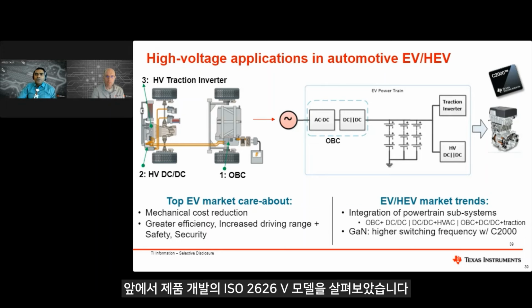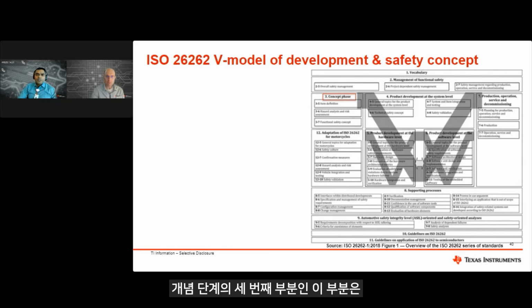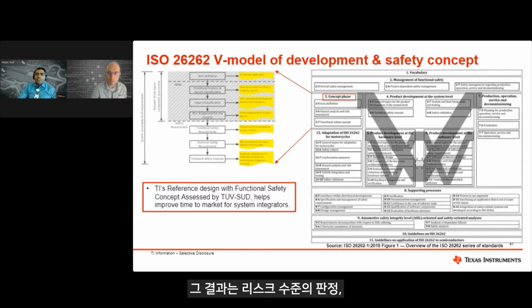We have seen the ISO 26262 V model of product development earlier. Part 3 covers the concept phase. This is the step that is expected to be done by the system integrator. This starts with the hazard analysis and risk assessment and results in the determination of risk levels and, more importantly, the safety goals. The functional safety and the technical safety requirements are derived from each safety goal. And the safety requirements are then allocated to the hardware and software components.